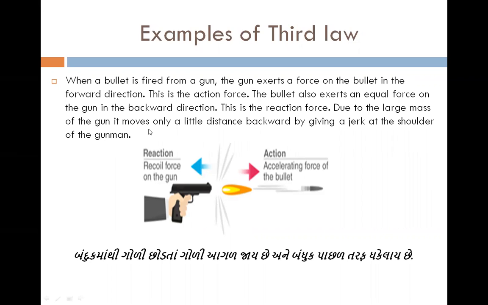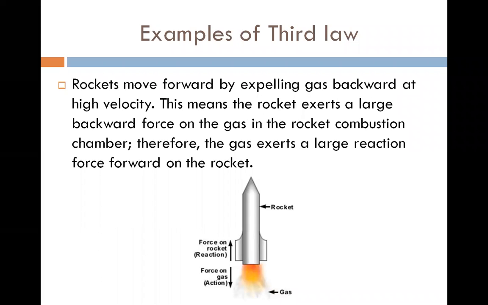Due to the large mass of the gun, it moves only a little distance backward, giving a jerk at the shoulder of the gunman. We feel a slight jerk on the shoulder if the gun is on the shoulder. Because its mass is larger, you feel less jerk. When the bullet is fired from the gun, the bullet goes forward and the gun is pushed backward. I have just written the points; you can write in your own words and explain the examples in the exam. I am just giving you the hint or point in Gujarati, and I am speaking, so you can understand it very well.